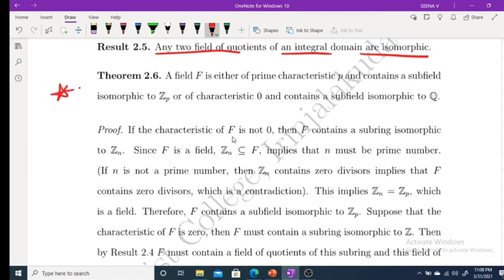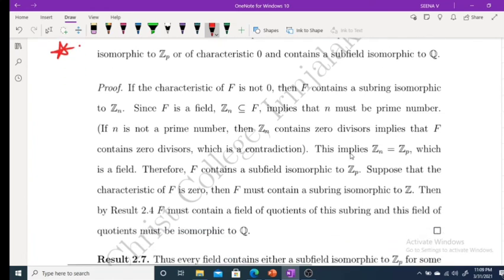If the characteristic of F is not 0, then F contains a subring isomorphic to Zn by the previous result. Since F is a field, Zn is contained in F, which implies n must be a prime number. Because if n is not a prime number, then Zn contains zero divisors, which implies F also contains zero divisors. That is a contradiction. This implies Zn is equal to Zp, which is a field. That means F contains a subfield isomorphic to Zp.